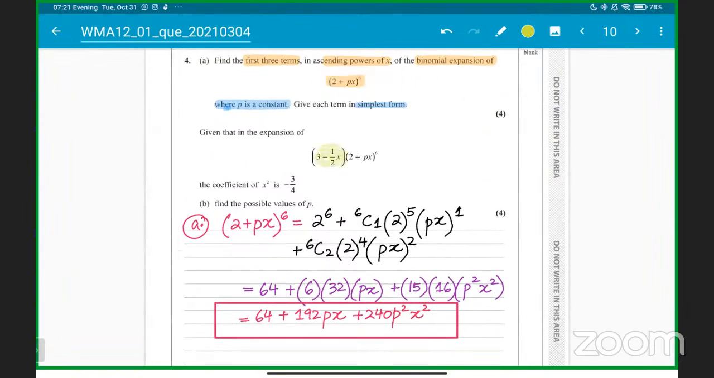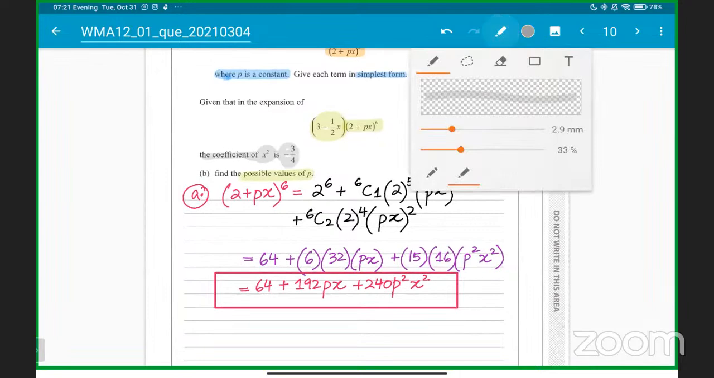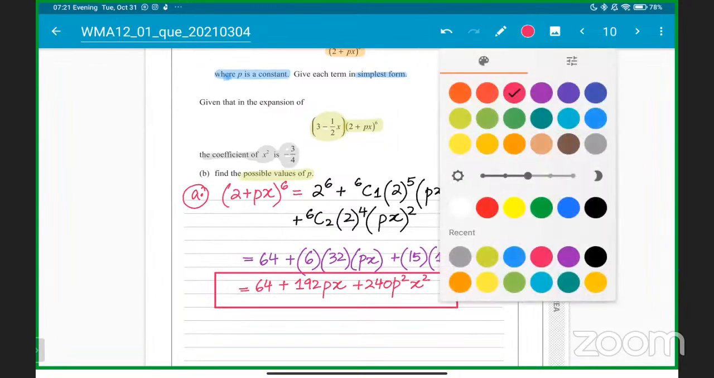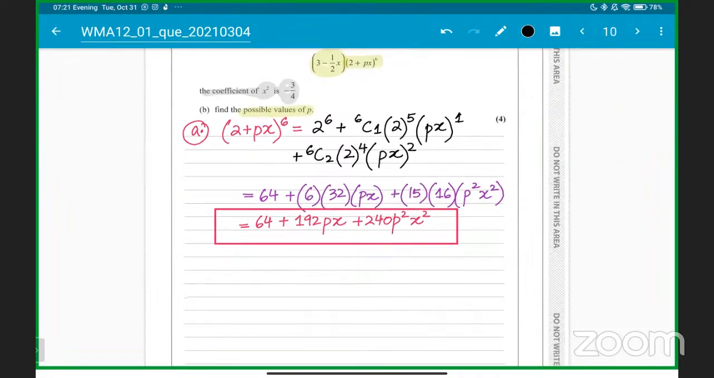Given the expansion of this is being multiplied with 2 plus 1 over px power 6, we have to find the possible values of p. The coefficient of x square is given. This time it's the first case in which we have been given the answer and we have to find the possible values of p, okay? So follow carefully what's going to happen. We already know 3 minus 1 over 2x is nothing to the power of square or cube, so we don't have to expand anything. We just have to multiply this with this, okay?